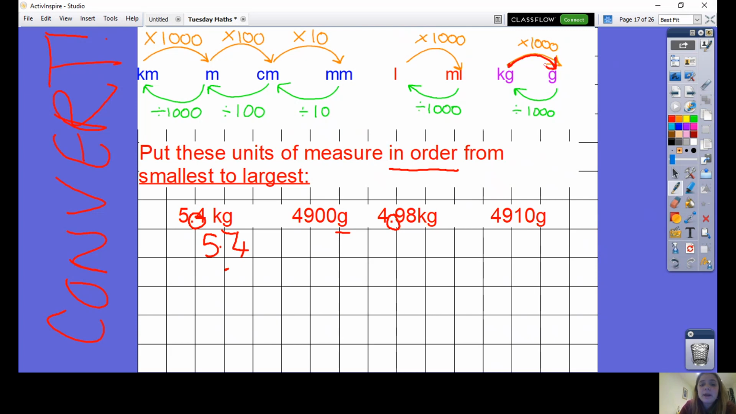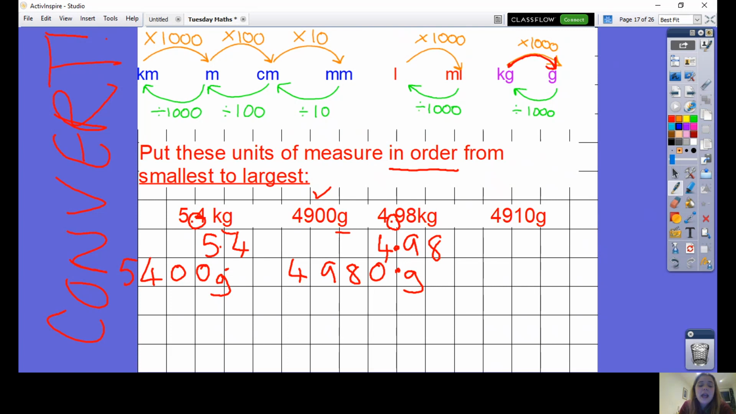Kilograms to grams, times by 1,000. Down, 1, 2, 3. That would be 5,400 grams. That's already in grams. This one, 4.98 kilograms into grams. Again, I'm timesing by 1,000. Down, 1, 2, 3, 4,980 grams.